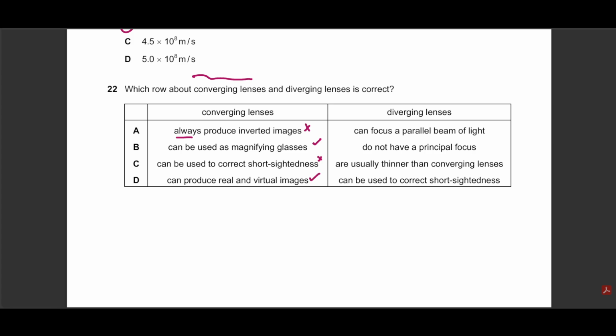Yes, they can produce a virtual image, but this is purely in the case of a magnifying glass. Converging lenses can produce real and virtual images. Yes, they both can do that. Converging lens can do both jobs, but a virtual image is only in the case of a magnifying glass. And the third one, diverging lens can focus? No, they can't focus. They do not have a principal focus. They are usually thinner? We can't say that. Can be used to correct short sight? Yes, we can. So option D will be the right answer.